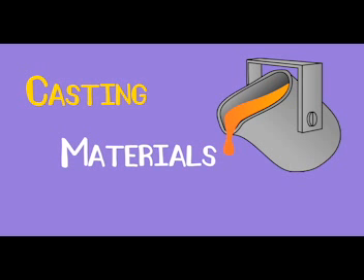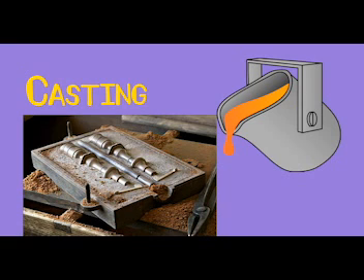Next method that we're going to talk about is casting. Sculptures that are cast are made from a material that is melted down, usually a metal, that is then poured into a mold. The mold is then allowed to cool, thereby hardening the metal, usually bronze. Casting is said to be an additive process.